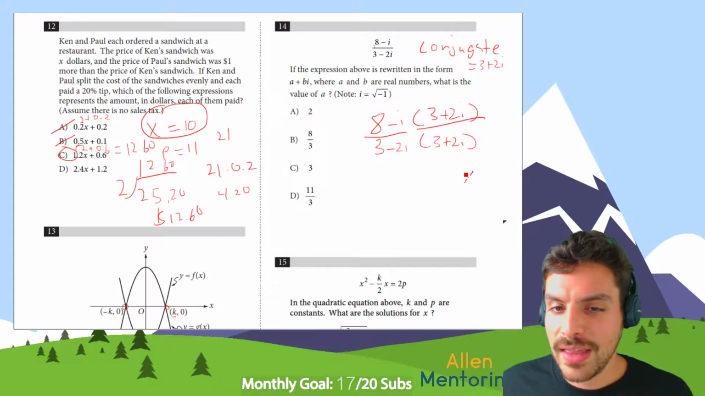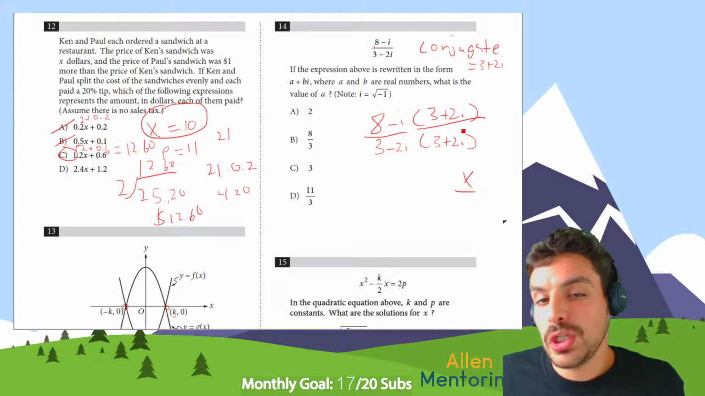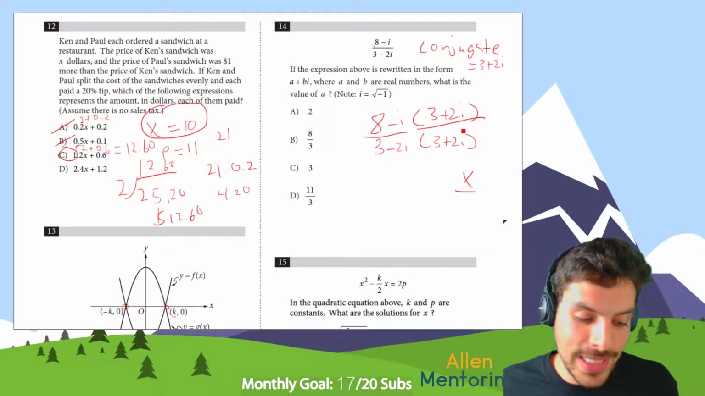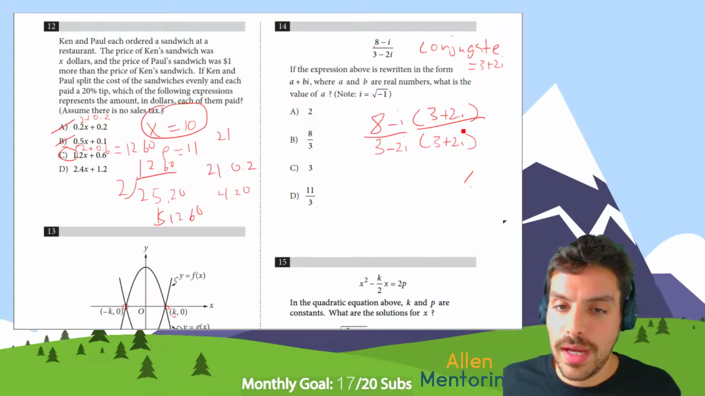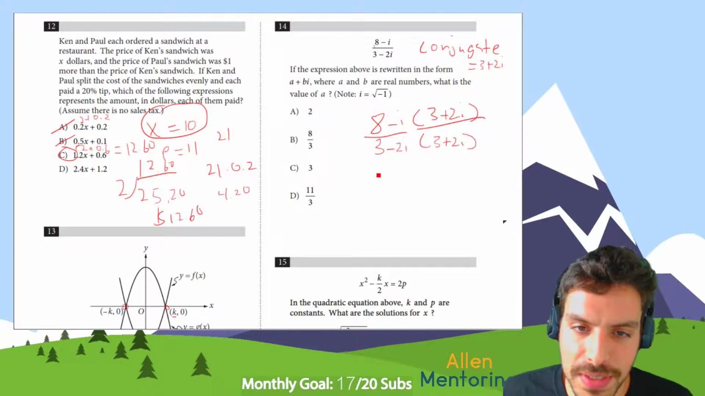And we know if you have anything over itself, that's going to be equal to 1. So this is basically like multiplying the fraction by 1, which we know does not change it at all. That's why this is a fair method and pretty much how you should be solving these problems. So how does this help us?